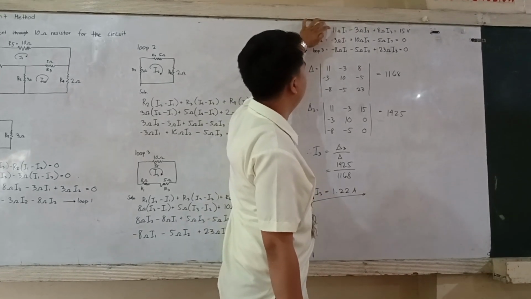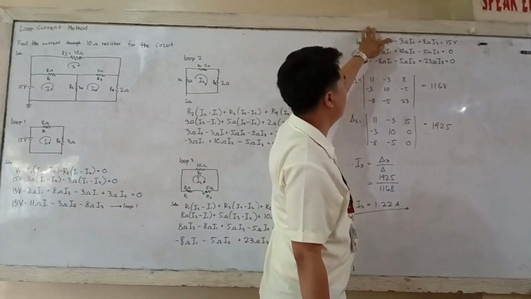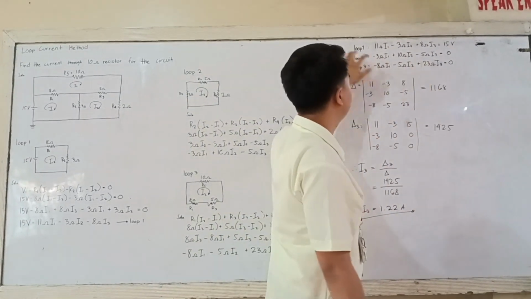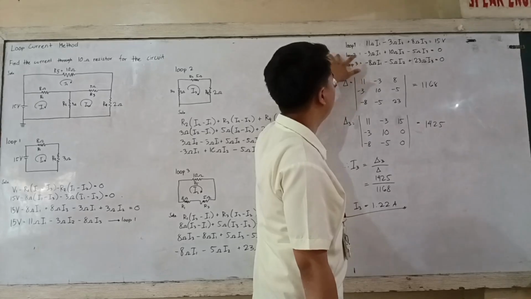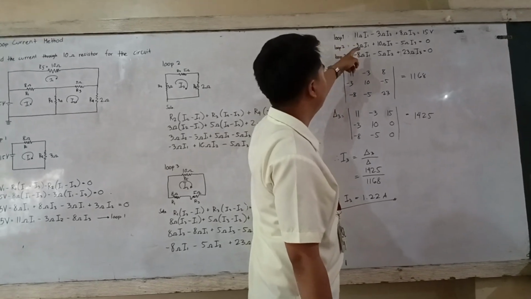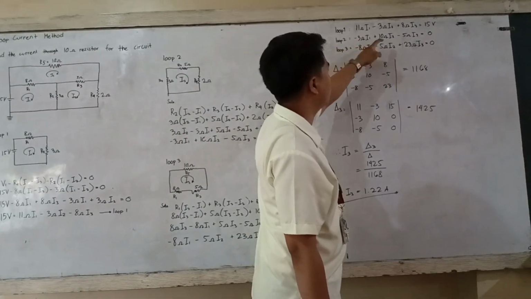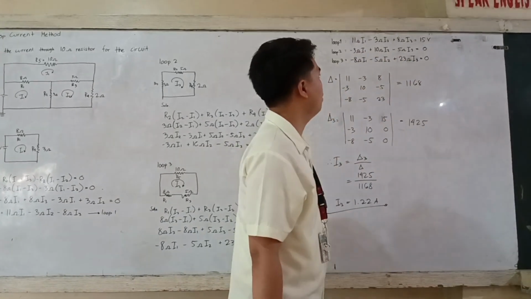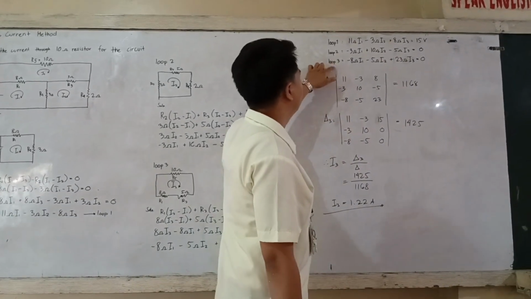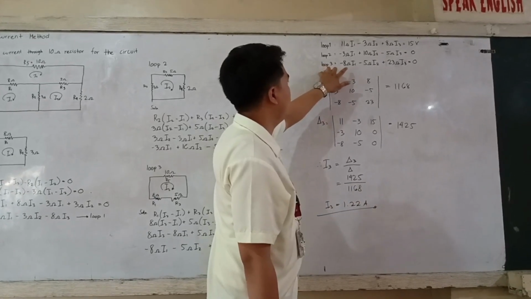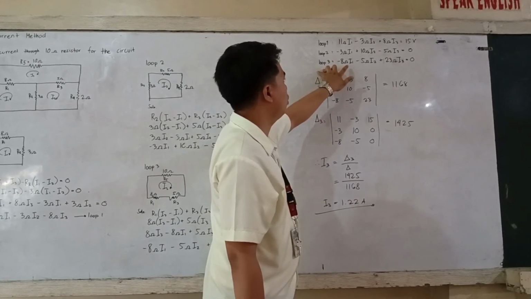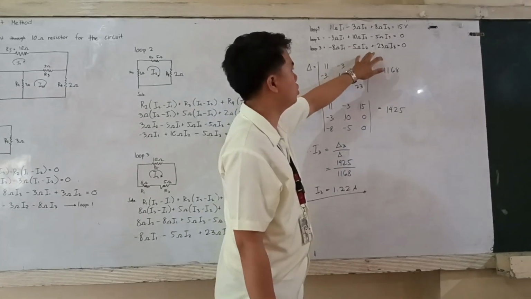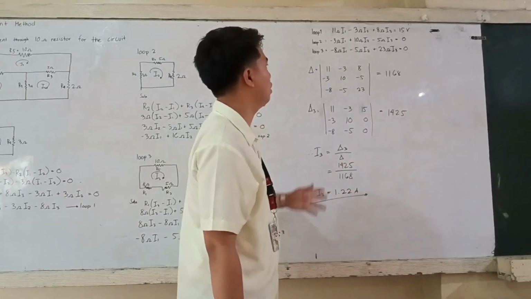Next, here we have our loops 1 to 3. Loop 1, which is 11 ohms I1 minus 3 ohms I2 minus 8 ohms I3, is equal to 15 volts. Next, loop 2: negative 3 ohms I1 plus 10 ohms I2 minus 5 ohms I3 is equal to 0. Next, loop 3 is negative 8 ohms I1 minus 5 ohms I2 plus 23 ohms I3 is equal to 0.